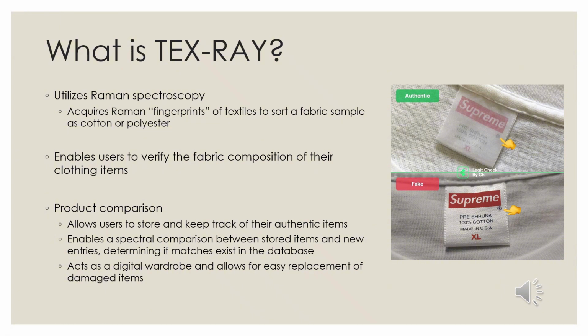Our project TEX-RAY utilizes Raman spectroscopy to acquire the Raman fingerprint of a textile sample and sort the sample as being cotton or polyester. This will enable users to verify the fabric composition of their clothing items. It also enables a product comparison feature, in which users can store and keep track of the spectral signature of their authentic items. This allows for verification of authenticity of any replacements or second copies purchased of their database items.